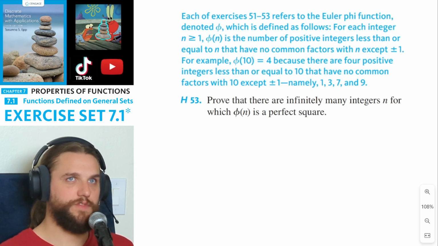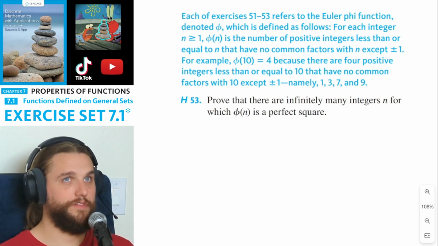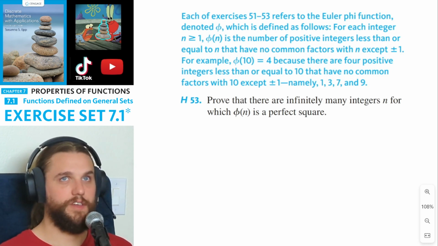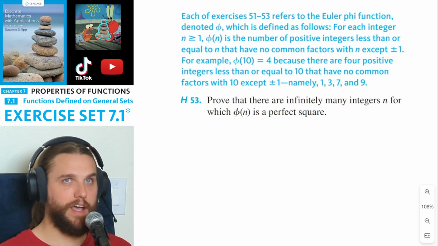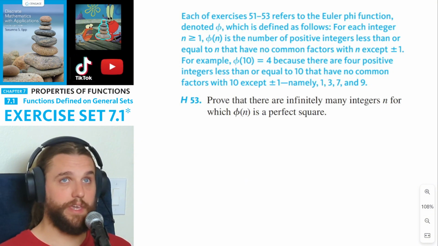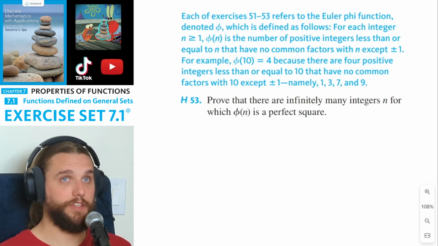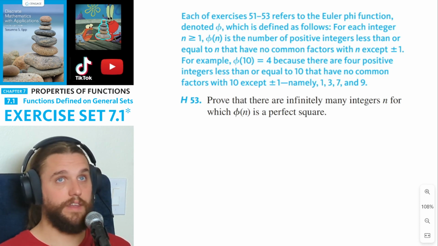Each of exercises 51 through 53 refers to the Euler phi function denoted phi, which is defined as follows. For each integer n greater than or equal to 1, phi of n is the number of positive integers less than or equal to n that have no common factors with n except plus or minus 1. For example, phi of 10 is 4 because there are 4 positive integers less than or equal to 10 that have no common factors with 10 except plus or minus 1, namely 1, 3, 7, and 9.